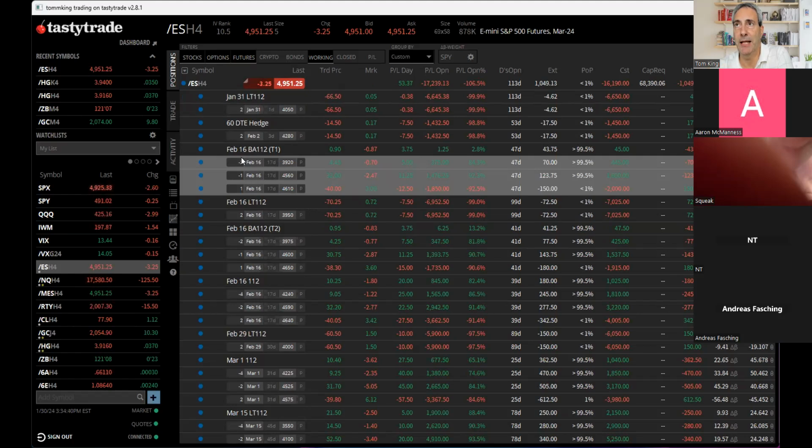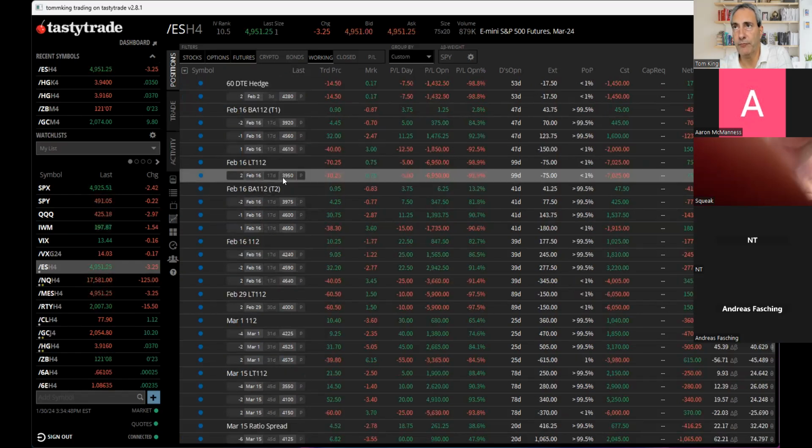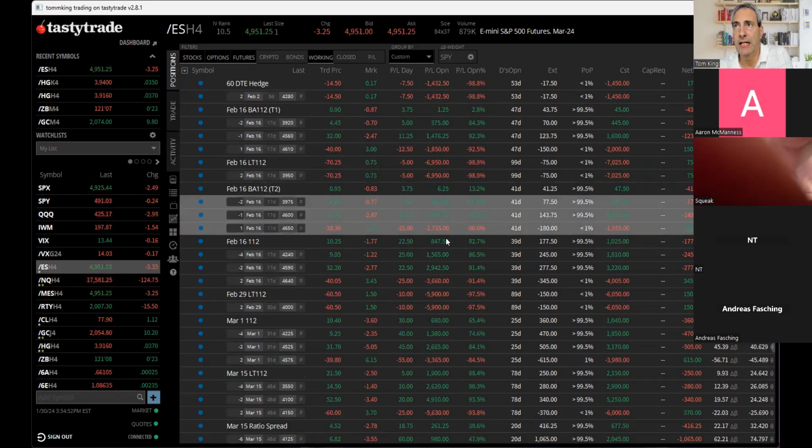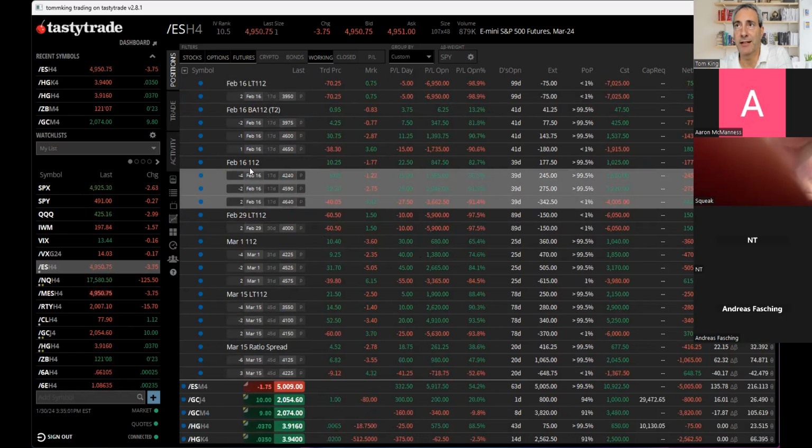I have another BA 112 here, kind of the standard one. Nothing to take off yet on that trade. Here's another long puts from a 112. So this has got 17 days. That's a nice hedge. Here's a BA 112 here. This one doesn't have anything to take off, but it gives me good protection to the downside. I've got a February 16th, just a standard 112.